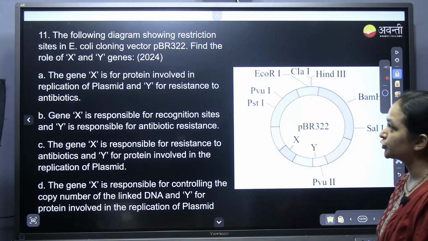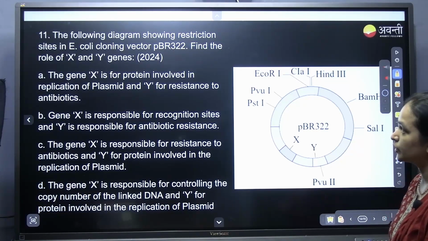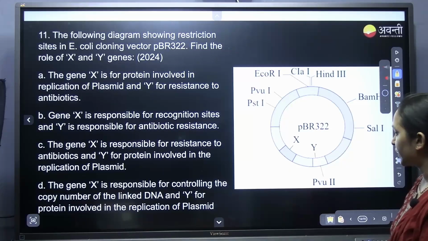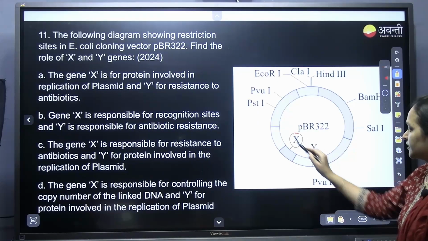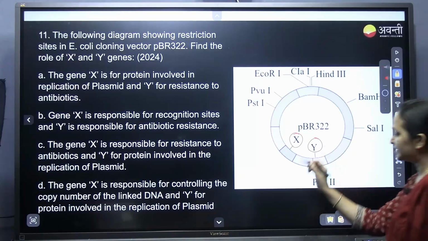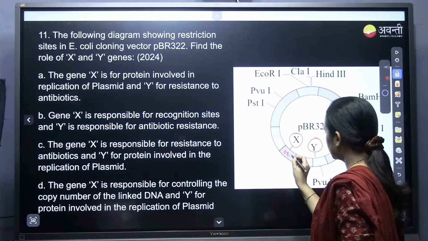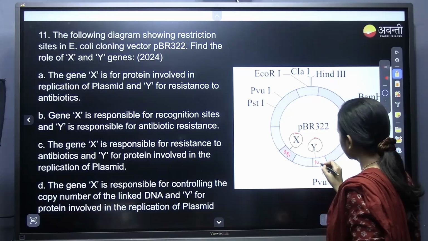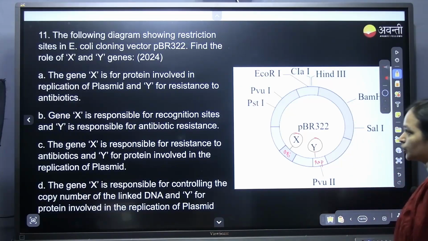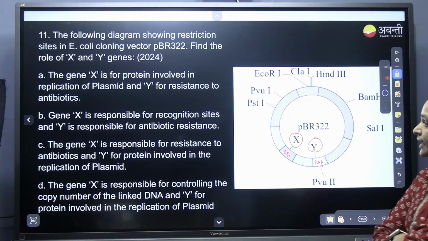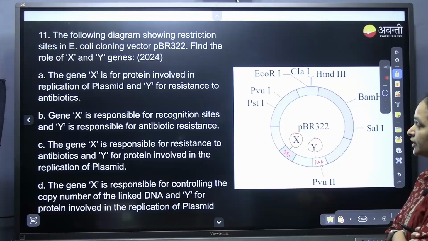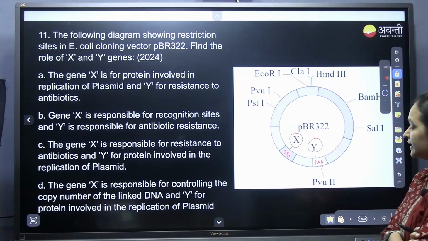Now the following diagram shows the restriction sites in the E. coli cloning vector pBR322. Find the role of X and Y. What is this? It is ORI. And what is this? This is ROP. Tell me, the gene X is for protein involved in replication of plasmid.